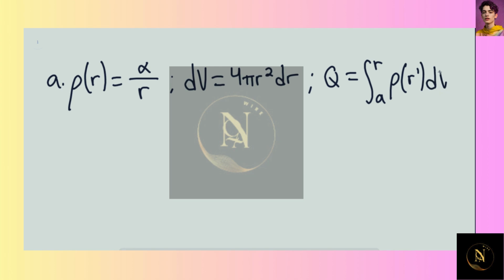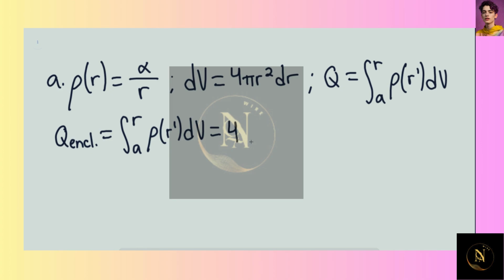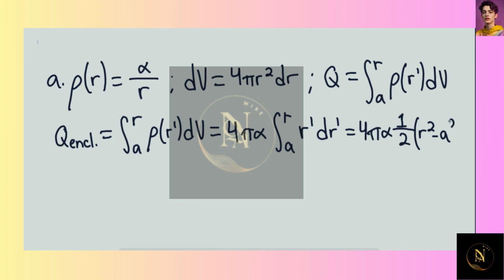of r prime dv. And so for a Gaussian sphere of radius r, we can say that the charge enclosed would be equaling the integral from a to r of rho of r prime times dv. This is essentially equaling 4 pi alpha times the integral of a to r of r prime dr prime. And so this is equaling 4 pi alpha multiplied by 1 over 2 times r squared minus a squared.